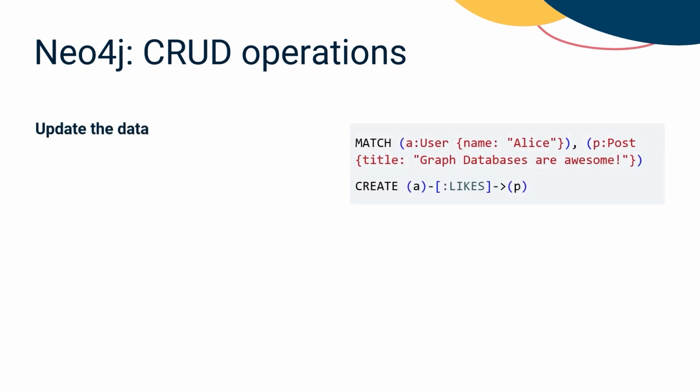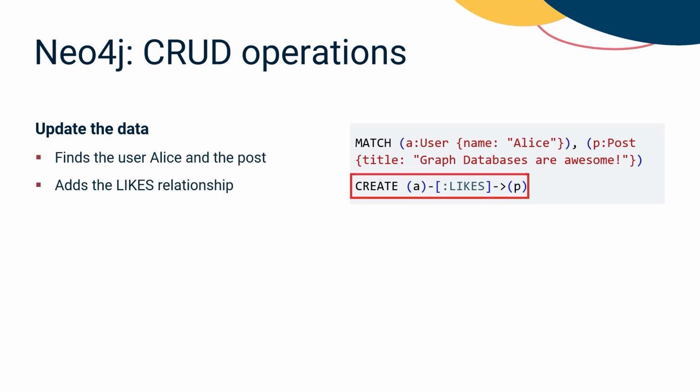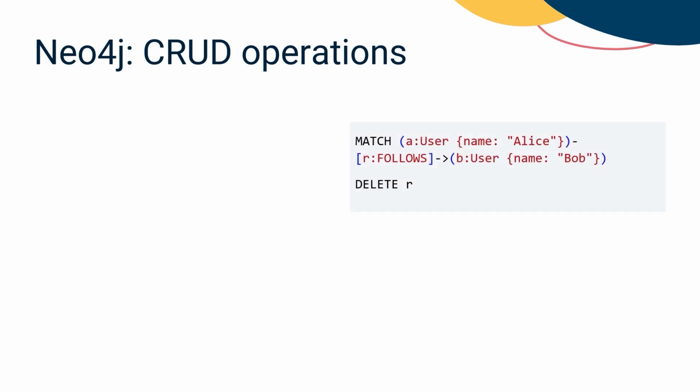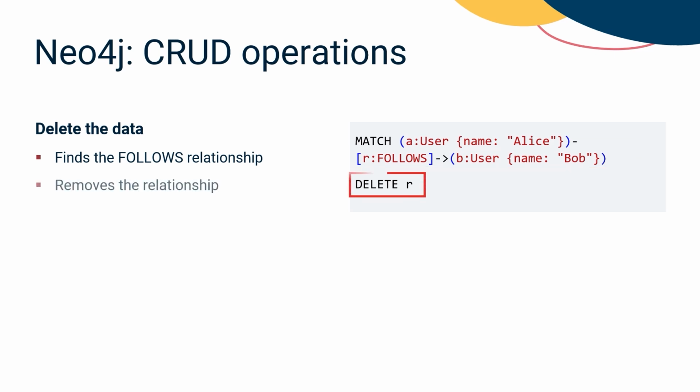Next, let's update the data by adding new relationships. This code adds a likes relationship between Alice and a post. Match command finds the user Alice and the post. Then, the create command adds the likes relationship. Further, let's see how to delete data or remove relationships. This code removes the follows relationship. The match command finds the follows relationship. The delete command removes it.